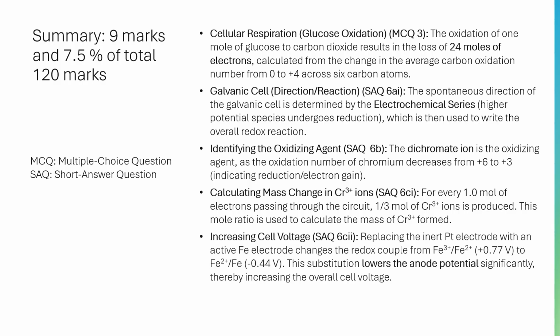Increasing cell voltage. Replacing the inert Pt electrode with an active Fe electrode changes the redox couple from Fe3+, Fe2+ at +0.77 V to Fe2+, Fe at -0.44 V. This substitution lowers the anode potential significantly, thereby increasing the overall cell voltage.